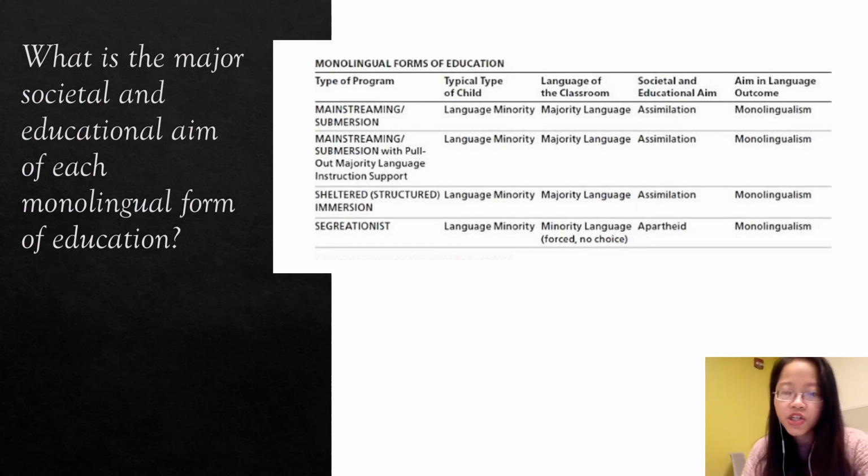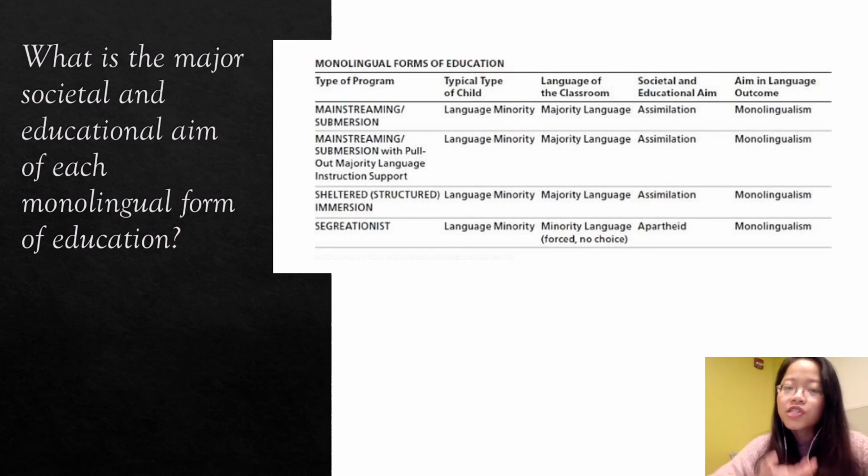For submersion mainstreaming, the student mainly has to swim in a new environment by himself or herself, and we assume that one day he or she will catch up. But for sheltered immersion, the teachers are aware that some students may need constant support to understand the content. So the instruction will be sheltered.